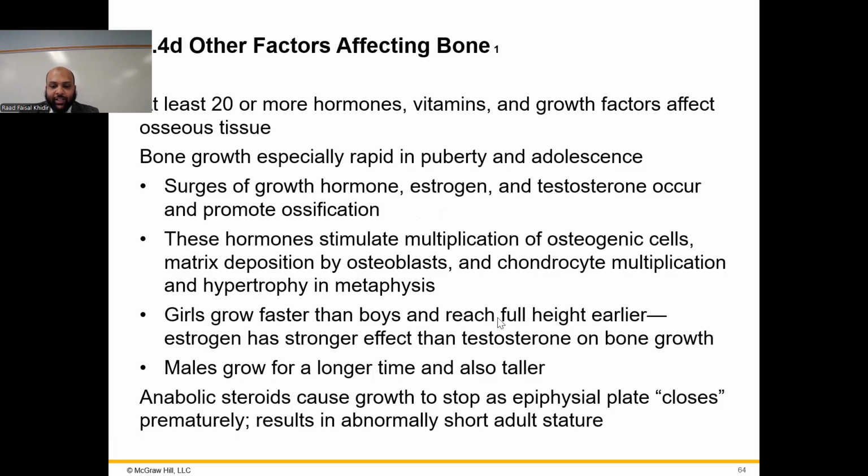Girls grow faster than boys and reach full height earlier, and estrogen has a stronger effect than testosterone on bone growth. And anabolic steroids cause the growth to stop as the epiphyseal plate closes prematurely, and this results in an abnormally short adult stature.